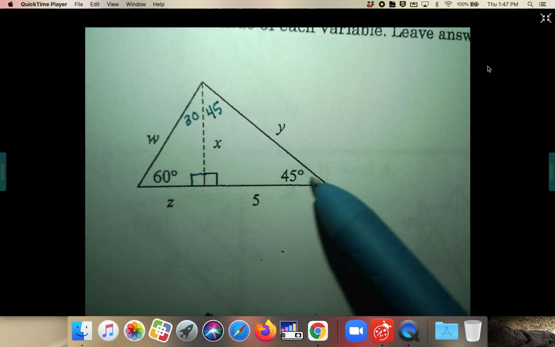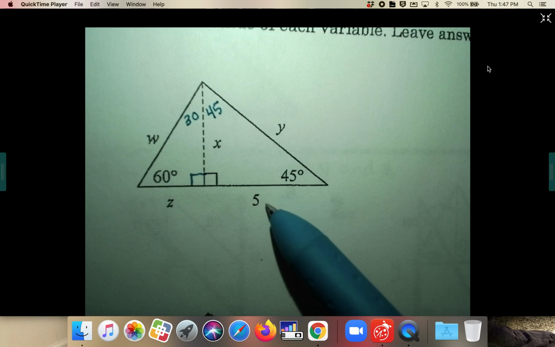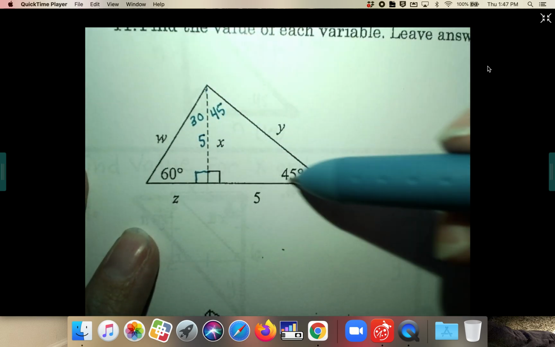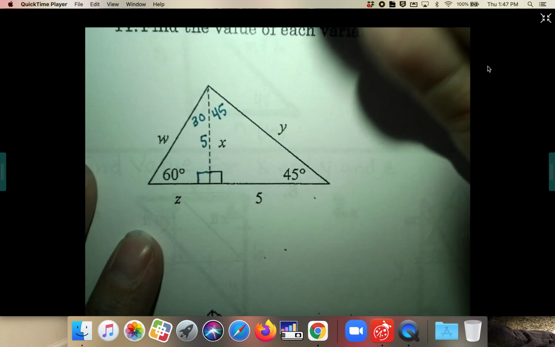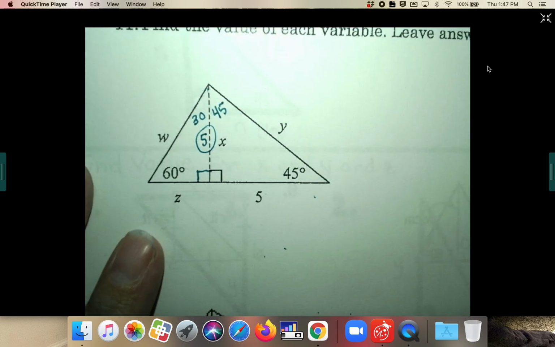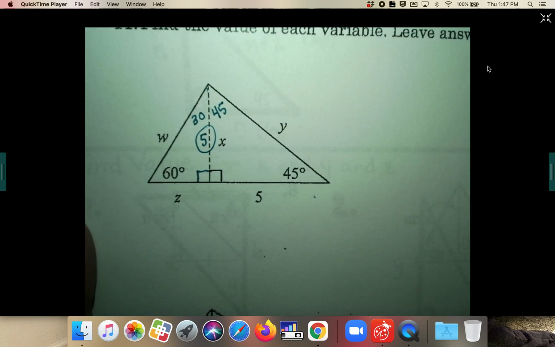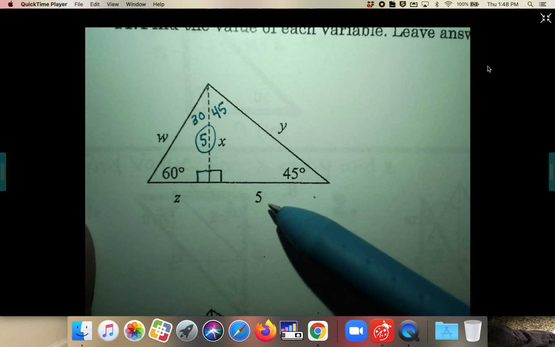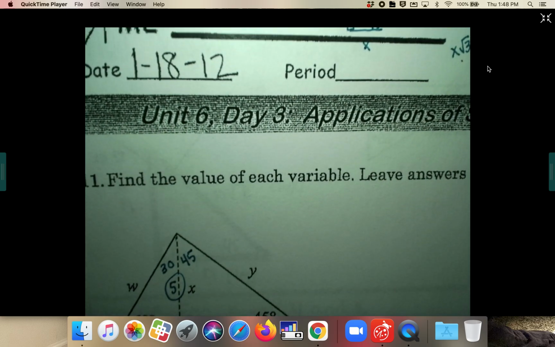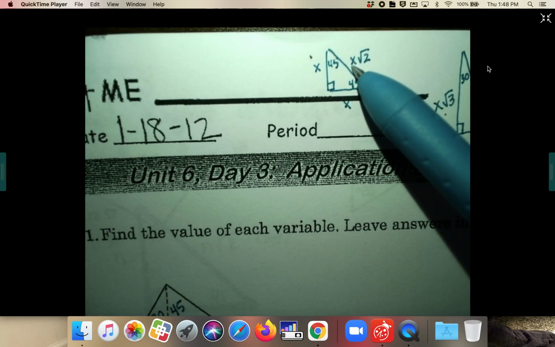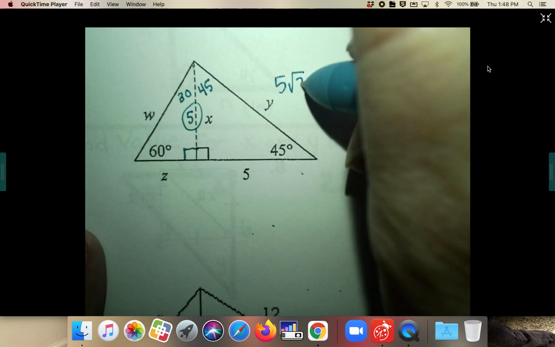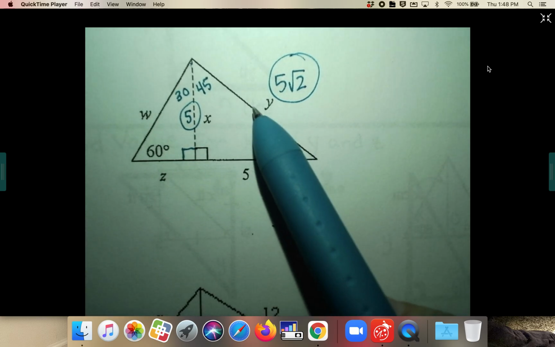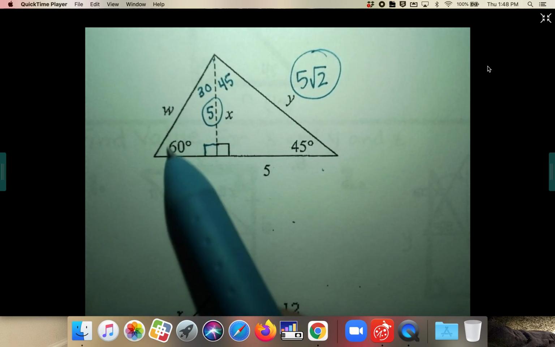So what I know is that the leg is 5, which also means that this leg is 5, because in a 45, 45, 90 triangle, the legs are the same. So x is 5. I'm going to go ahead and circle that because that's one of our missing lengths. And then the two legs make up part of the hypotenuse. It is whatever the leg is times the square root of 2. So this would be 5 root 2 for y. Now I can come back over here and figure out z and w.